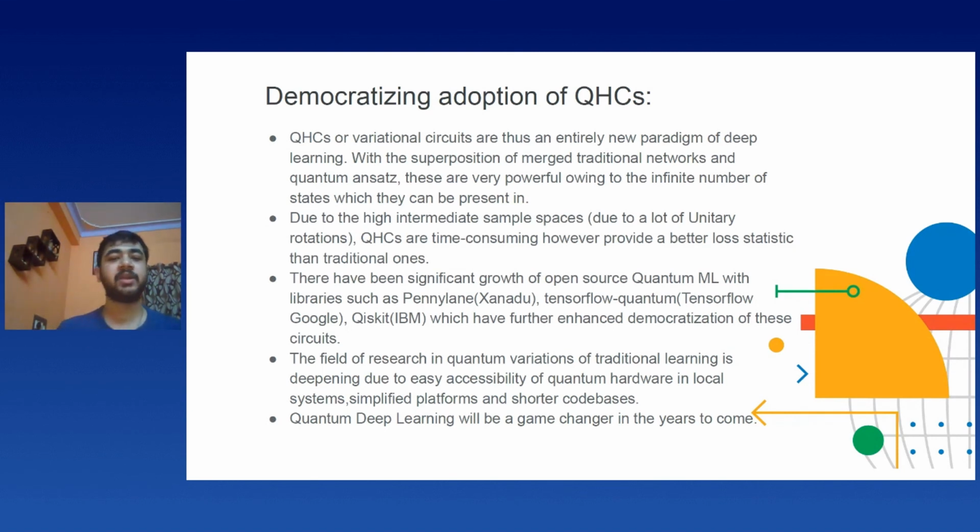However, they provide a better loss statistic than traditional ones. And there has been significant growth of open source quantum ML, like PennyLane, TensorFlow Quantum, and IBM Qiskit being the most popular repositories available. And there has been a lot of development going on in these open source repositories, which is quite good for the quantum neural network community.